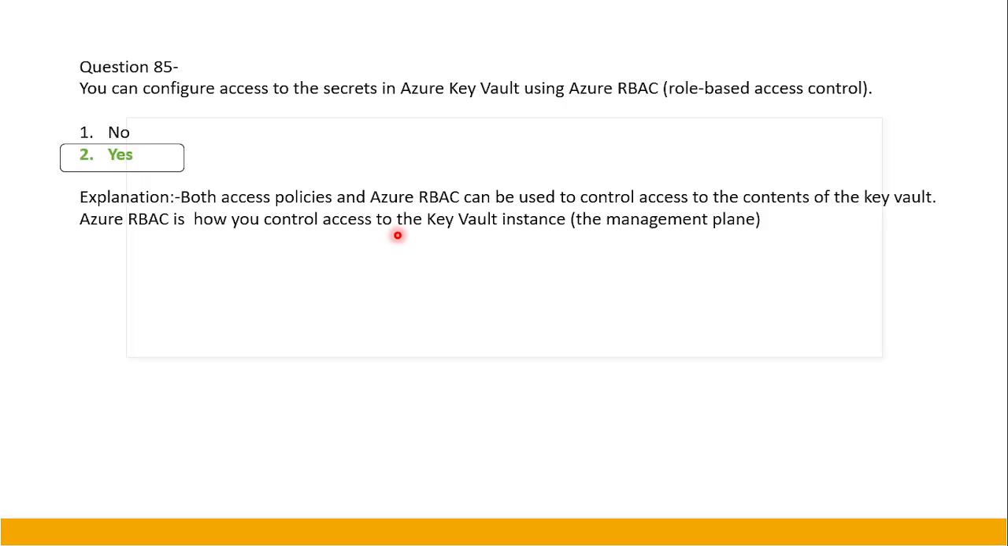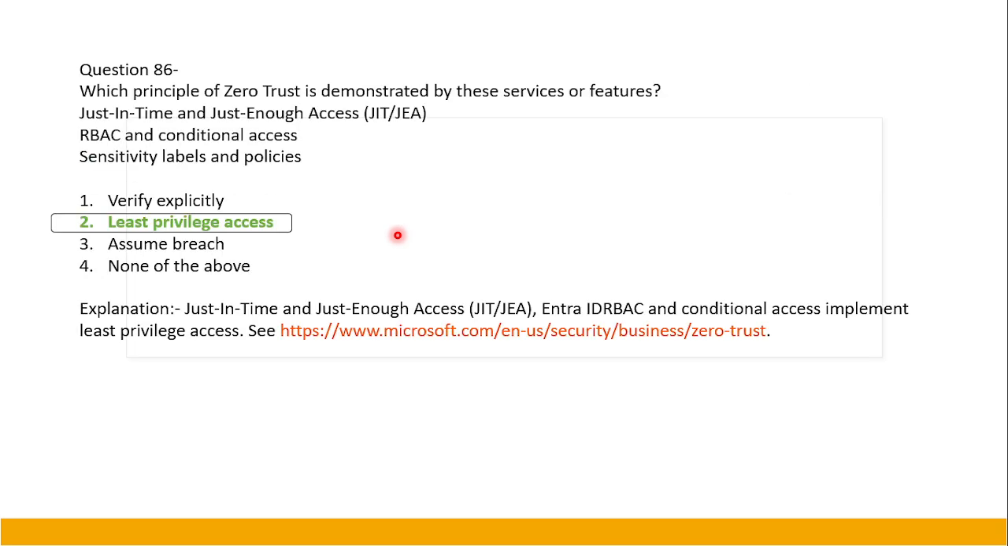Question 85. You can configure access to the secret in the Azure Key Vault using Azure RBAC. The correct option here is option 2, that is yes. Both the access policies and Azure RBAC can be used to control access to the content of the key vault. Question 86. Which principle of zero trust is demonstrated by these services or features? Just in time and just enough access, RBAC and conditional access, sensitivity labels, and policies. The correct option here is option 2, least privilege access.